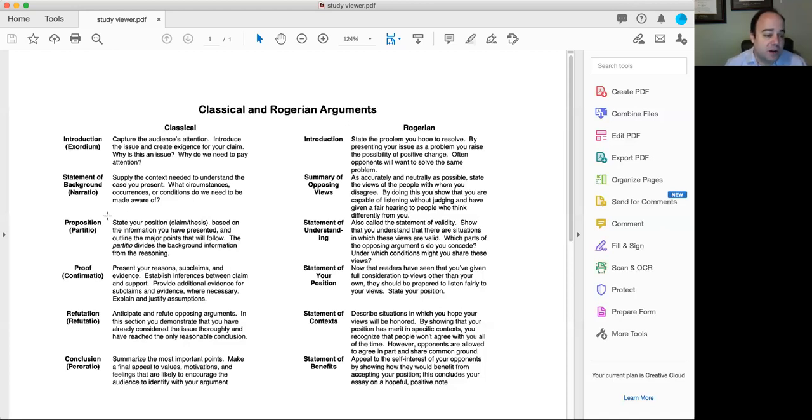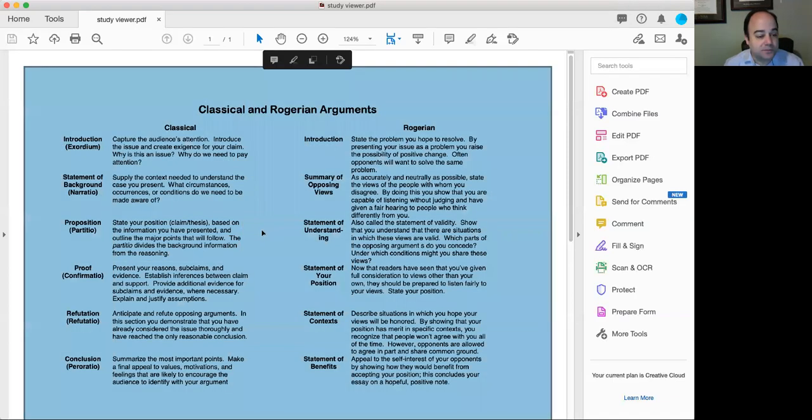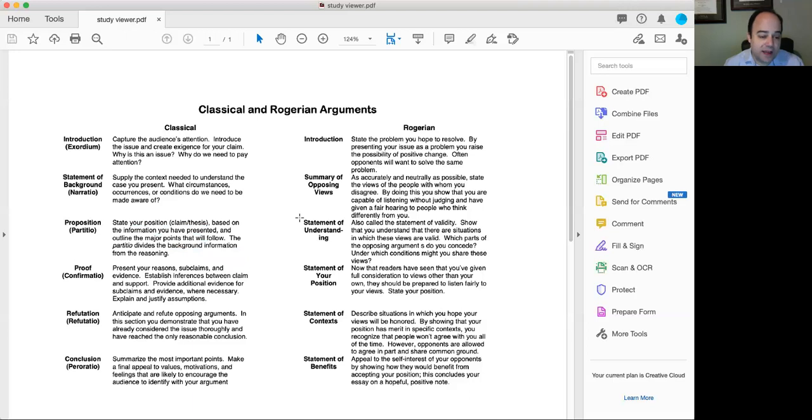Back over to the classical argument, after the background, you have the proposition. You state your position or claim based on the information you've presented. You outline the major points that will follow. So you just very clearly say, this is my position. And as we saw on the Rogerian side, you haven't really stated your position yet. You're talking about their position.